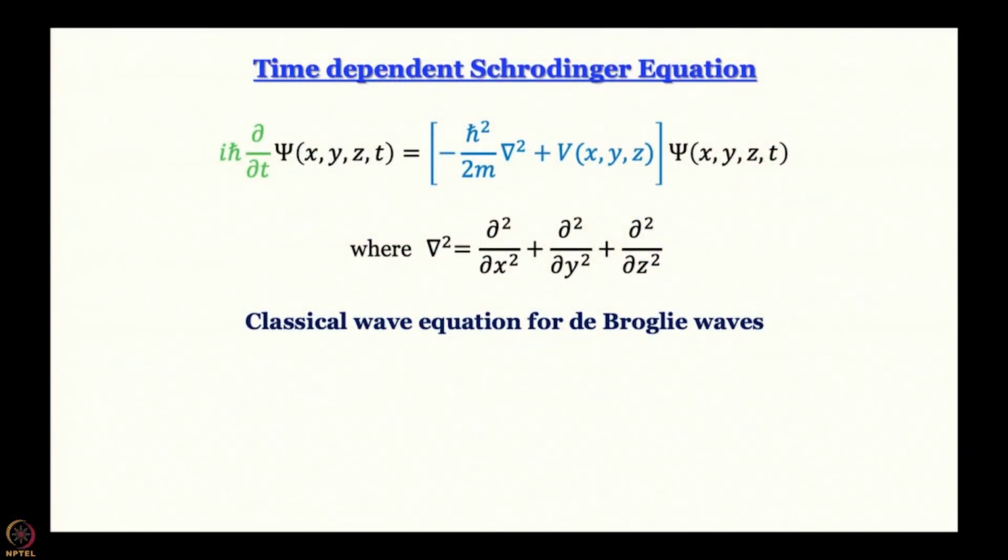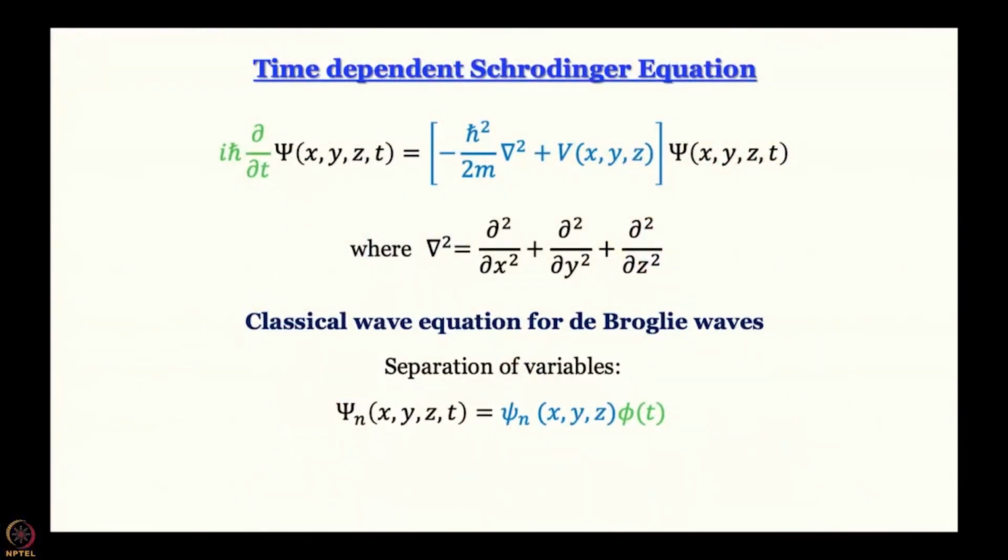So far this is what we have got. We have the time dependent Schrodinger equation, which is essentially the classical wave equation for de Broglie waves. Here on the left hand side we have the operator which is time dependent, and on the right hand side we have the Hamiltonian operator which is time independent, space dependent. We have abbreviated del 2 del x 2 plus del 2 del y 2 plus del 2 del z 2 by the Laplacian del square.